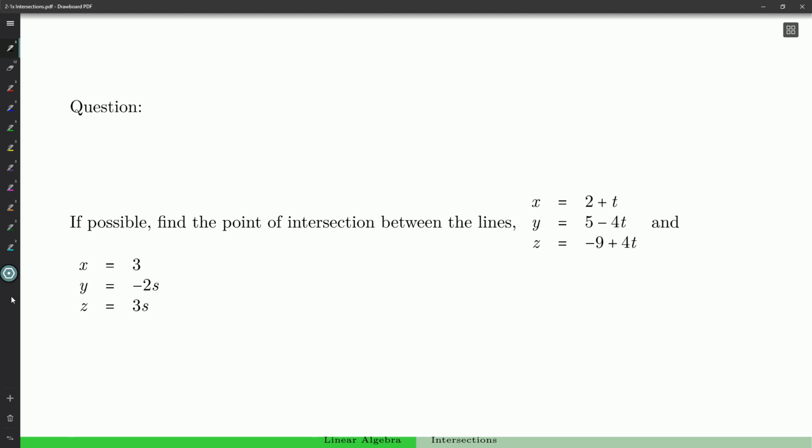If possible, find the point of intersection between the lines x equals 2 plus t, y equals 5 minus 4t, z equals negative 9 plus 4t, and the line x equals 3, y equals negative 2s, and z equals 3s. So they were nice. They gave it to us in parametric form. So that allows us to skip a conversion step.